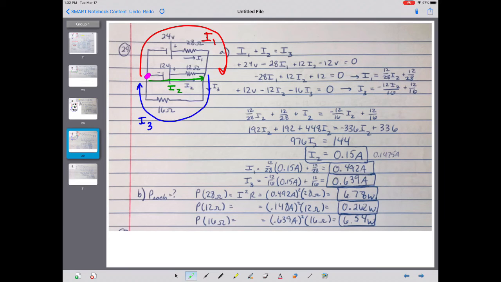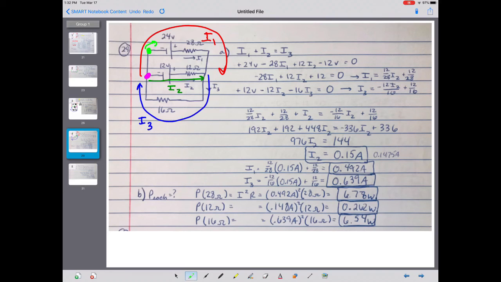Then, if we do the loop rule, doing the top loop, starting from our bright green dot, and going around in a clockwise direction. Won't use that color green again. And so I'll go across the battery, low to high, positive 24 volts, cross the resistor in the direction of I1. So that will be a negative 28 times I1.